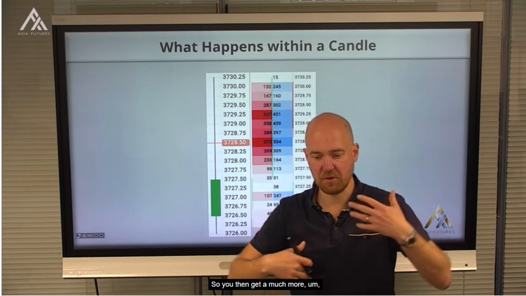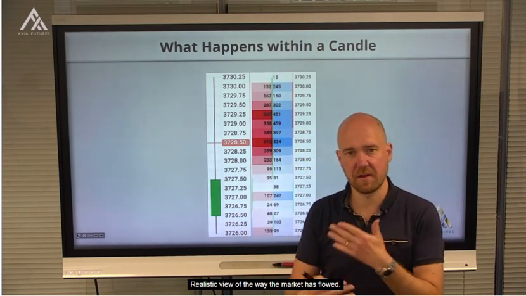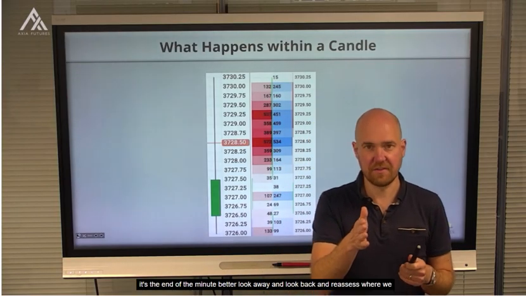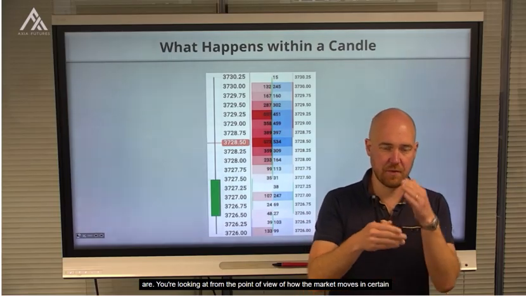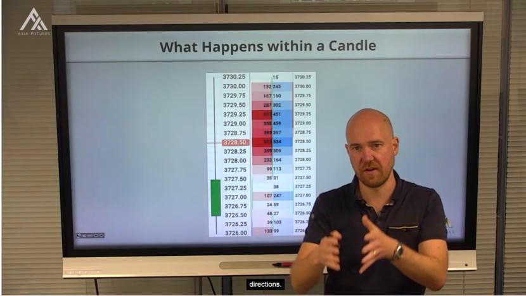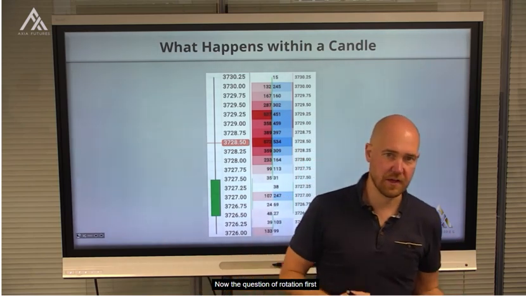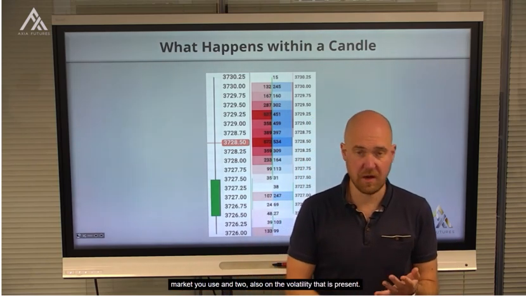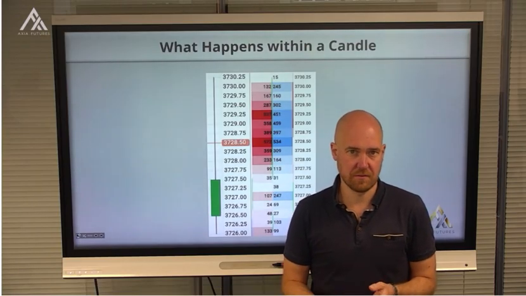So you then get a much more realistic view of the way the market has flowed. When you're looking at a price ladder, you're not thinking, oh, it's the end of the minute, better look away and look back and reassess where we are. You're looking at it from the point of view of how the market moves in certain directions. Now, the question of rotation versus time and what rotations to use is going to depend, one, on what market you use, and two, on the volatility that is present.